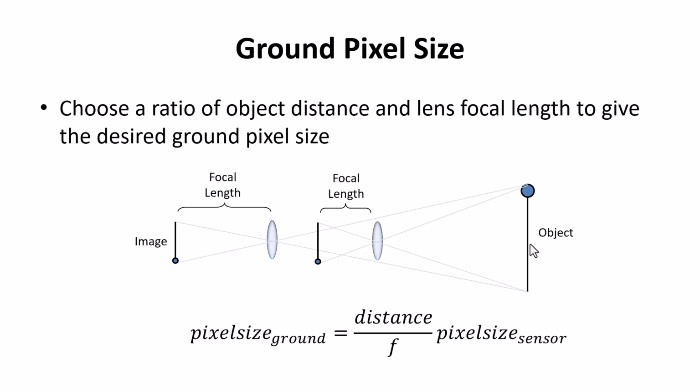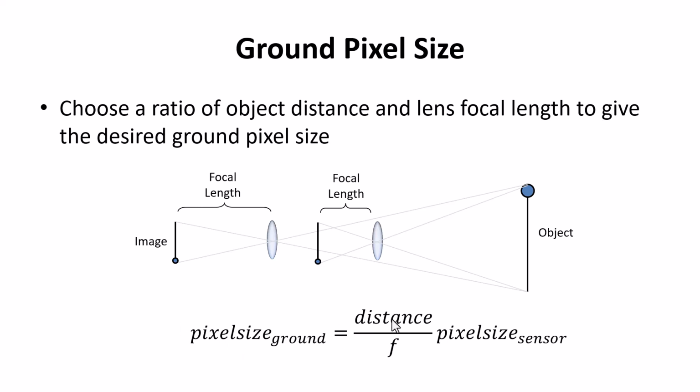So we can have the same ground pixel size with a short focal length camera located closer to the object, or a longer focal length camera located further from the object. So if you do have the ability to have different focal lengths, either by different lenses on the same camera, or two completely different cameras, you can choose the object distance, the distance between the lens and the object, to achieve the desired ground pixel size using this formula.